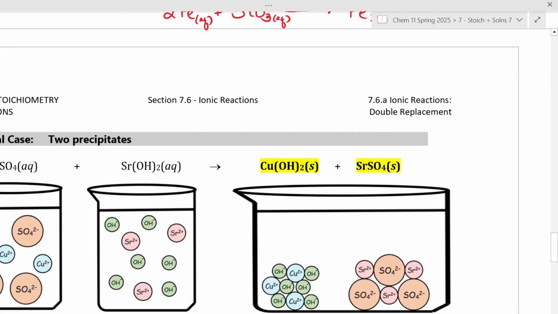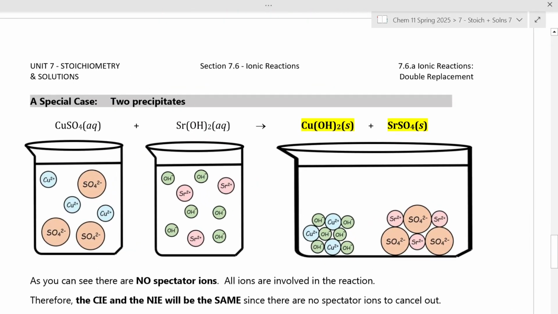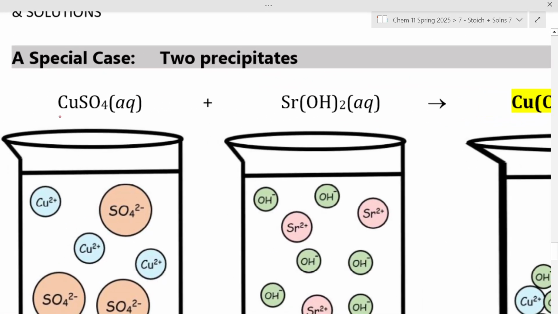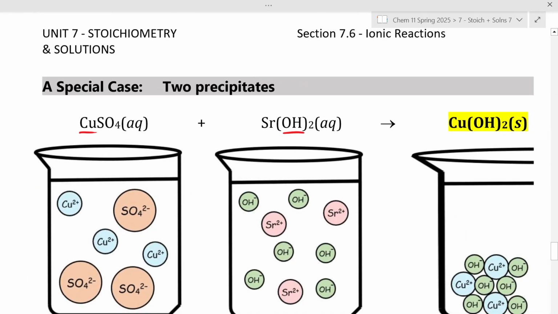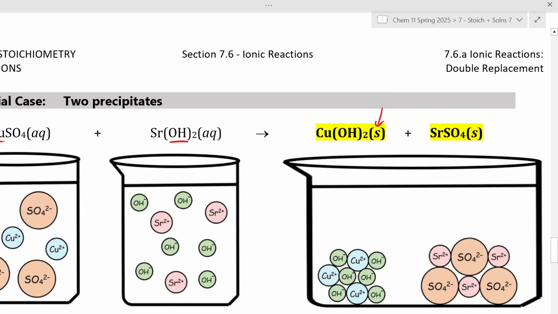Special case, 2 precipitates. Here we have copper sulfate and strontium hydroxide. When we combine our copper with our hydroxide, copper hydroxide is low solubility. The strontium gets together with the SO4, and that is also low solubility. So we have 2 precipitates: precipitate and precipitate.